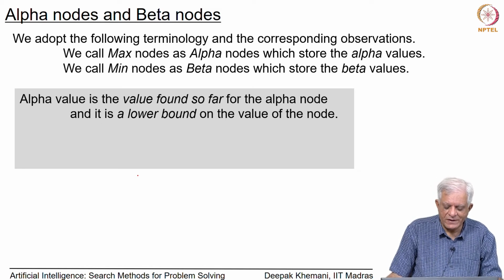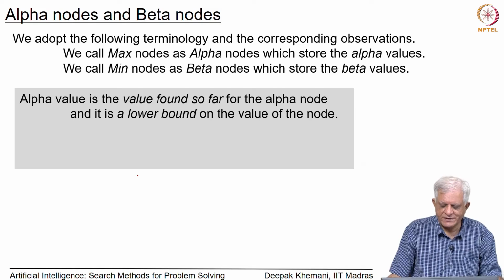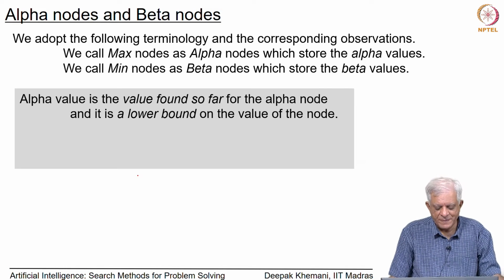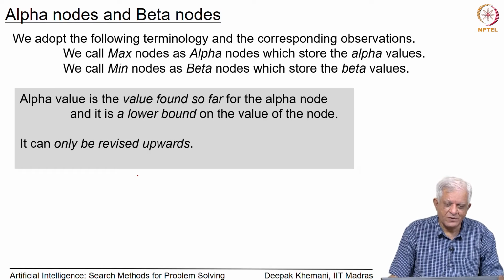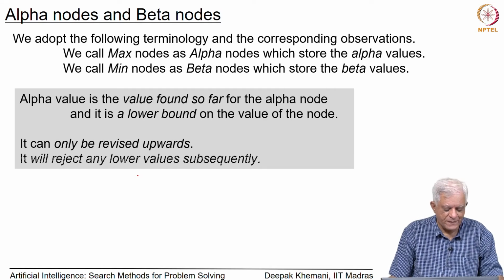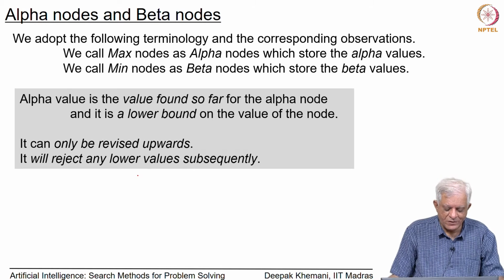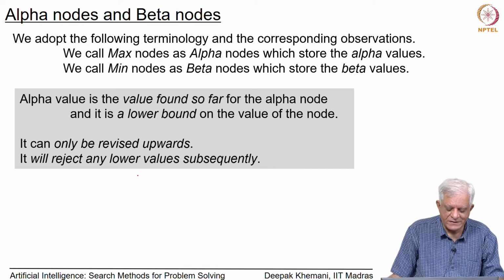Because if it has got a value x from one child, the left child let us say, then from any other child it would only accept a value which is higher than x. So any value it has found can only be increased for a max node and that is why the alpha value is a lower bound. It can only be revised upwards and it will reject any lower values offered by any of its children subsequently.